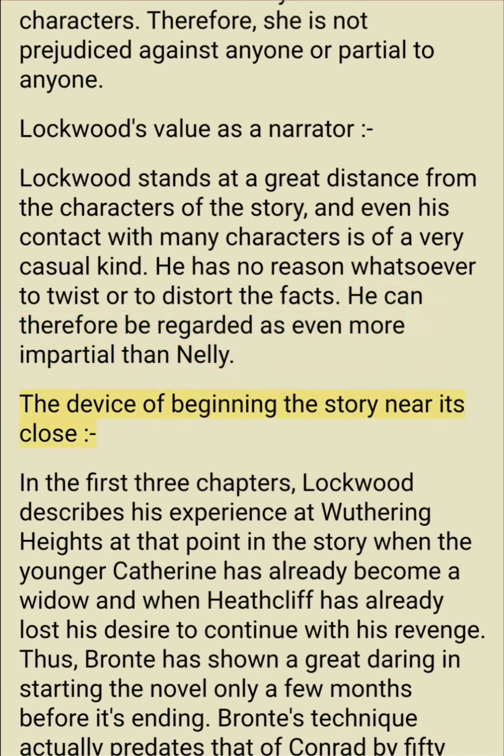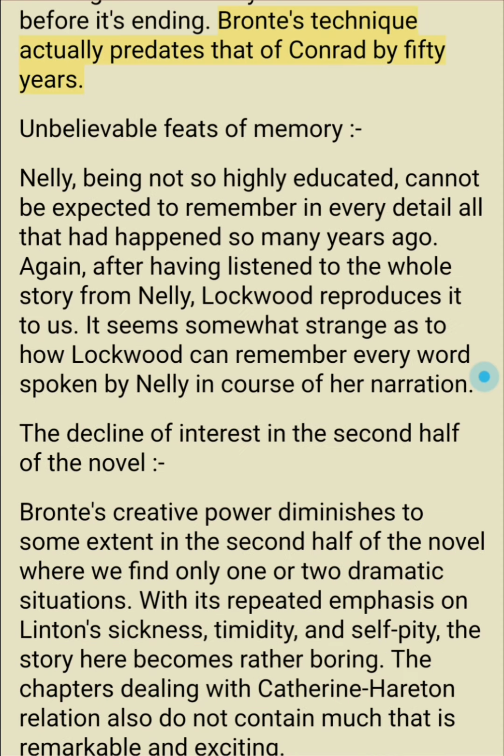The device of beginning the story near its close. In the first 3 chapters, Lockwood describes his experience at Wuthering Heights at that point in the story when the younger Catherine has already become a widow and when Heathcliff has already lost his desire to continue with his revenge. Thus, Bronte has shown a great daring in starting the novel only a few months before its ending. Bronte's technique actually predates that of Conrad by 50 years.